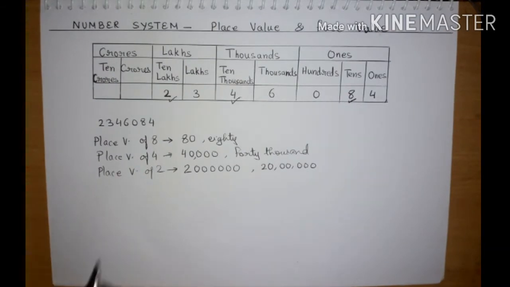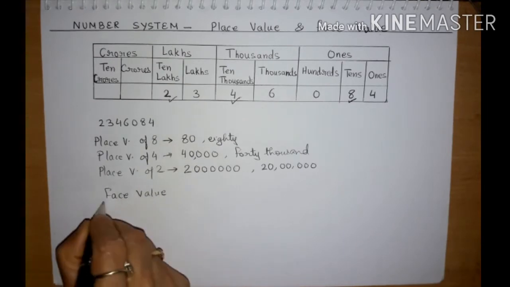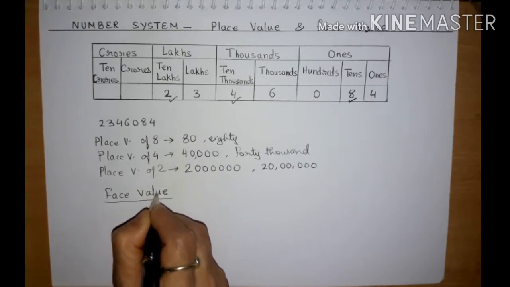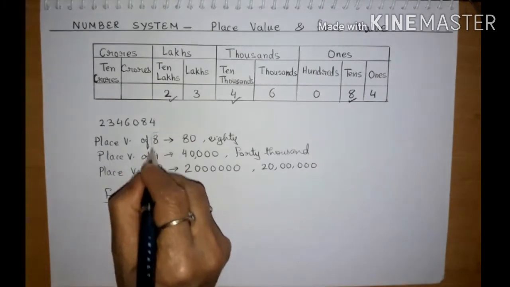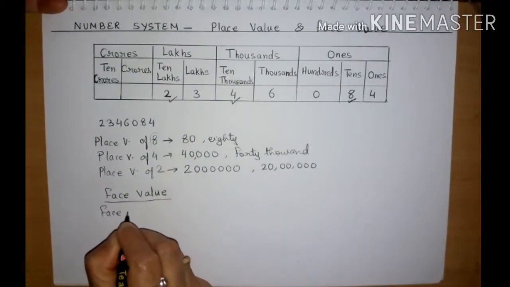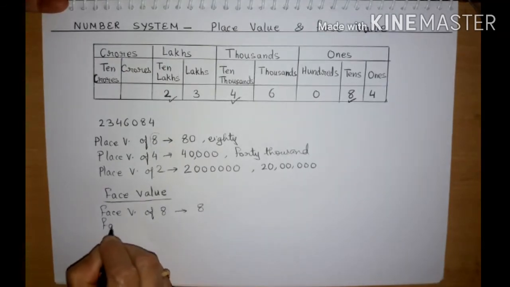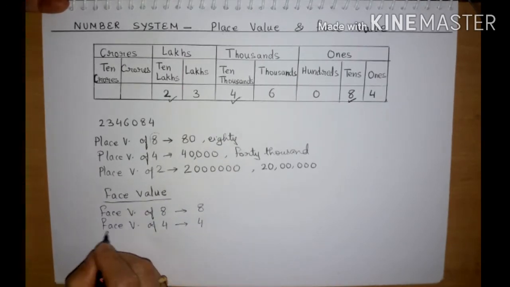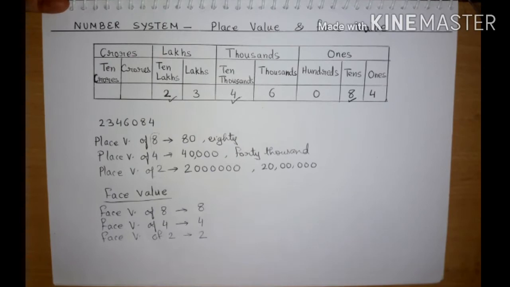Alright. Now let us come to the face value. Face value is very simple, like you are identified by your face. Similarly, the digit is also identified by itself. For example, let us take these numbers itself. The face value of 8 will be 8 itself. The face value of 4 will be 4 itself, and the face value of 2 will be 2 itself.